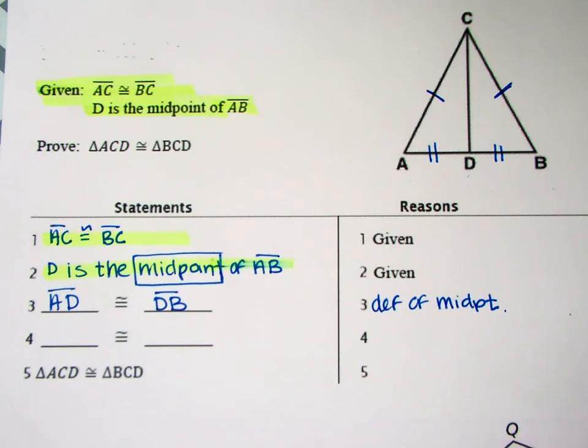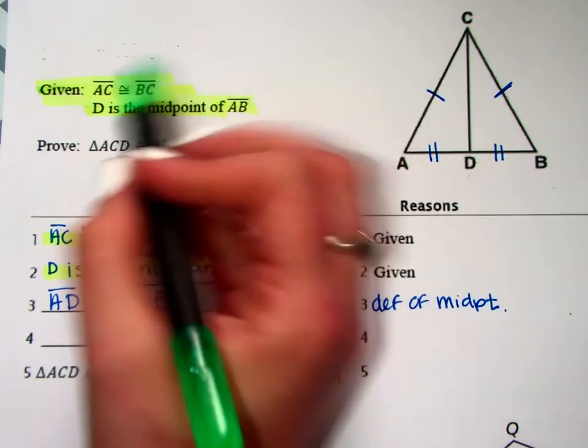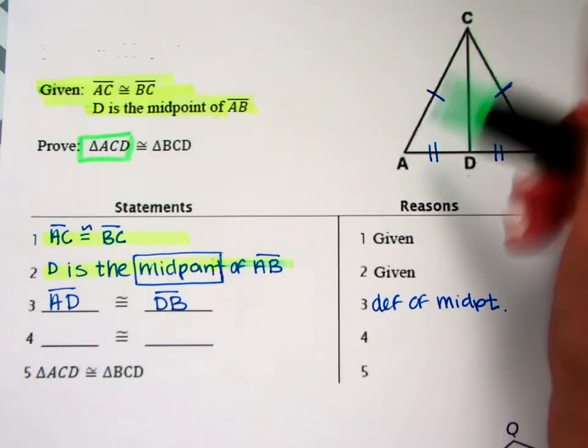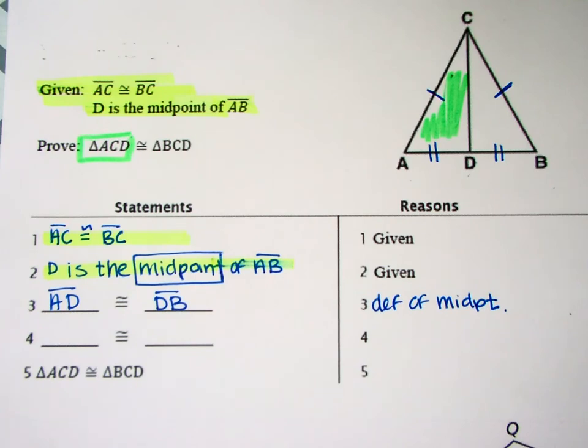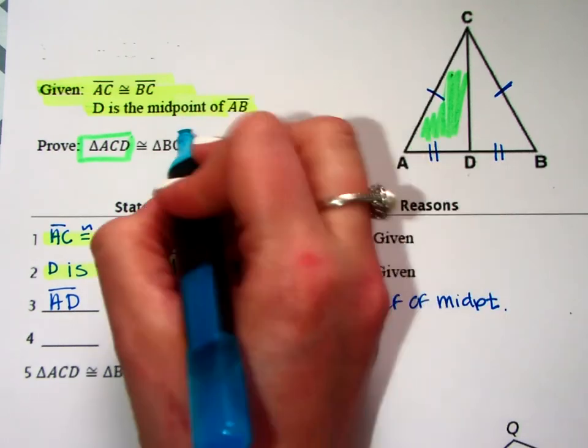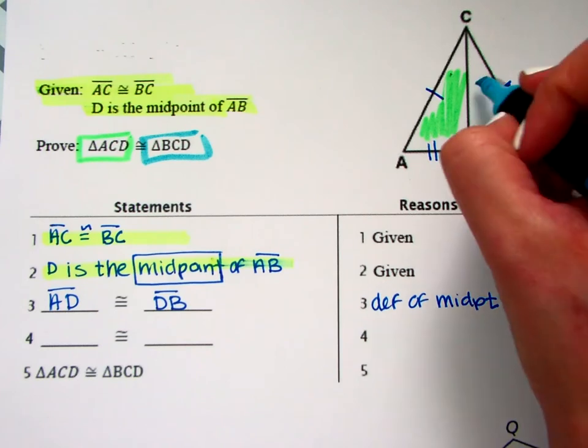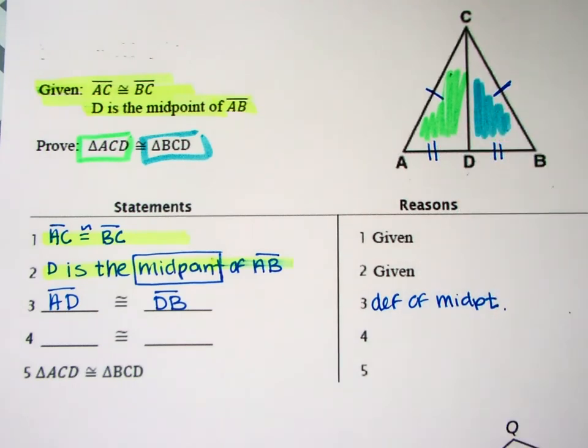The next thing my mind should go to is what triangles I'm focusing on. So this says, prove triangle ACD, that's this triangle, is congruent to BCD. So we're trying to prove these two triangles congruent. My mind should see that these triangles are side by side. When I have triangles that are side by side, that means that they share a side through the reflexive property.